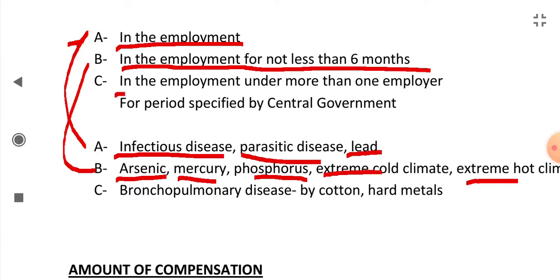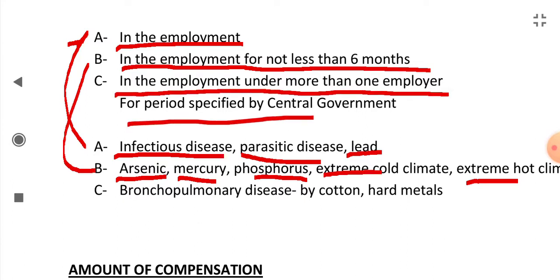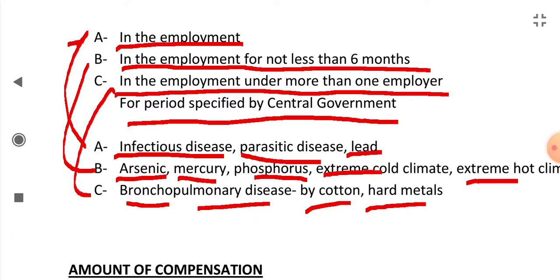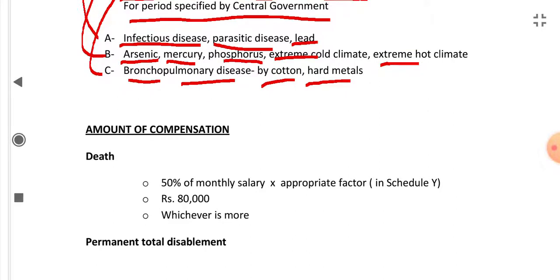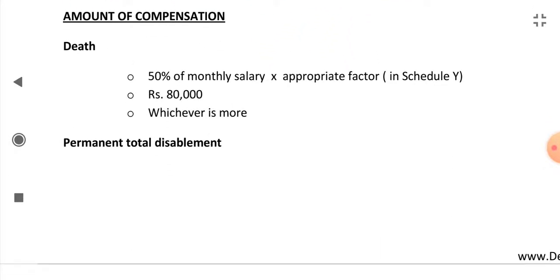Or the worker is in the employment under more than one employer for a period specified by the central government and he gets bronchopulmonary disease by cotton or hard metals, he will come under section C. So these are the categories of occupational diseases. Now see amount of compensation.